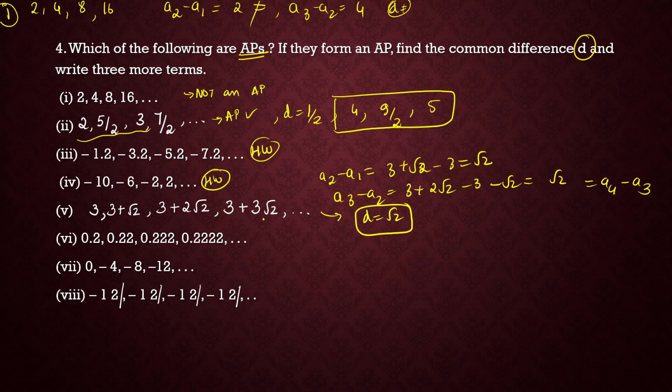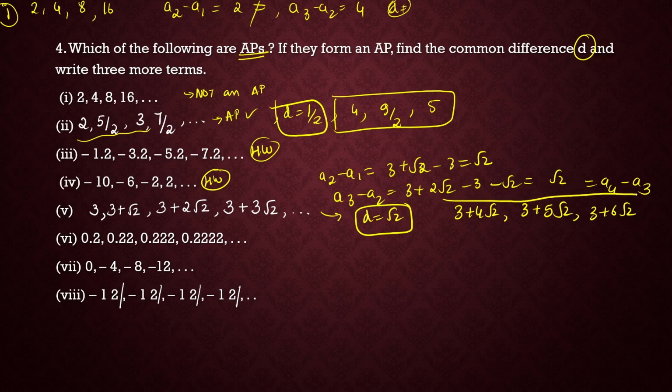So can we find the next terms? Obviously, you will be adding root 2 to the fourth term. So the fifth term is 3 plus 4 root 2. Then it is 3 plus 5 root 2. And the next term is 3 plus 6 root 2. Very simple and straightforward. Here you can also solve this question. Even this question is also very simple.